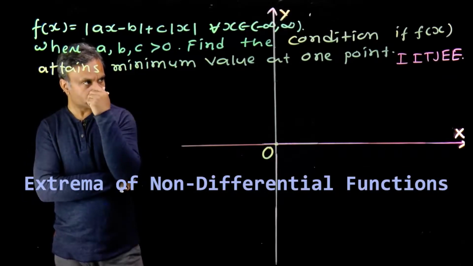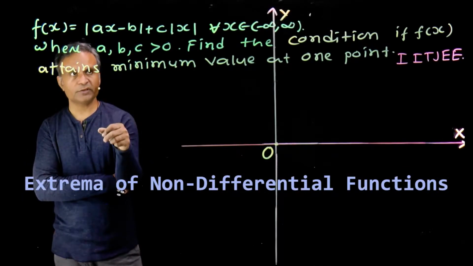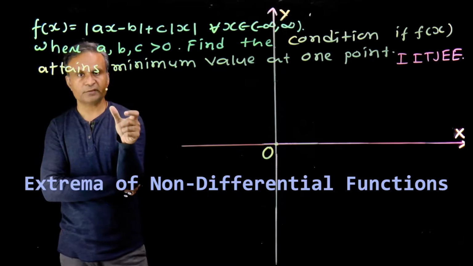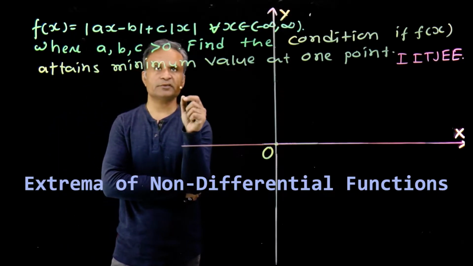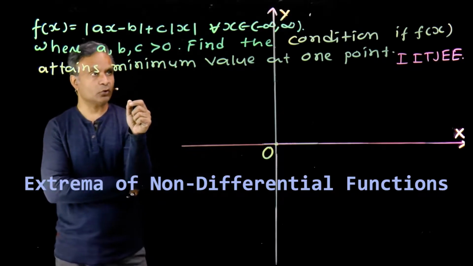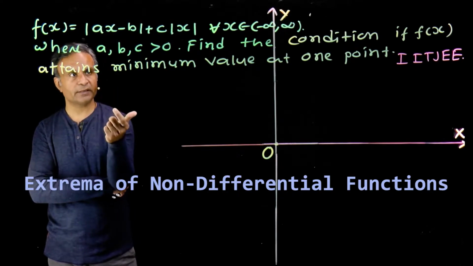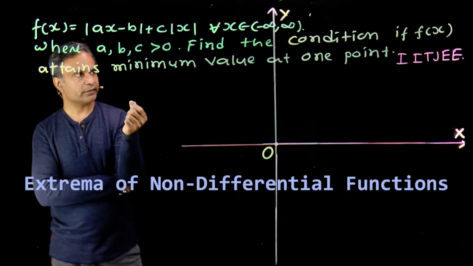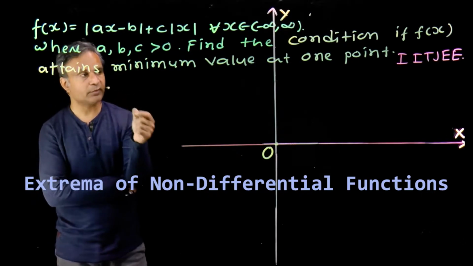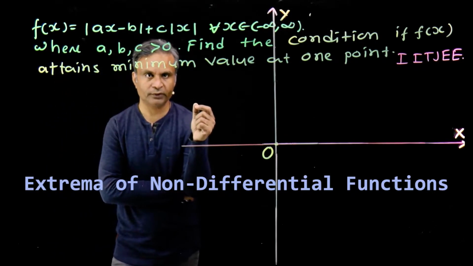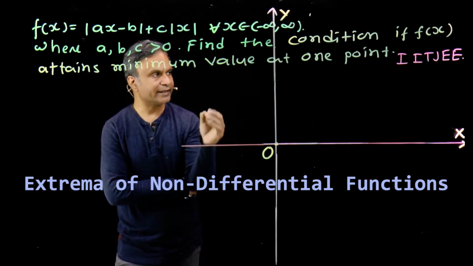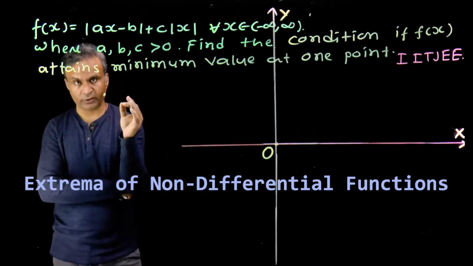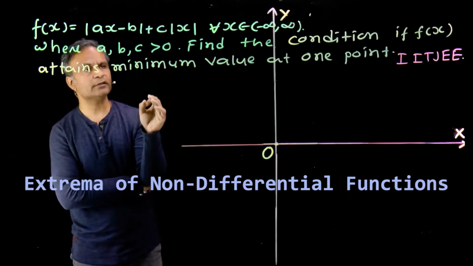Okay, now with this question from JEE exam. Question is, we have function f(x). f(x) is modulus of (ax minus b) plus c into modulus of x for all x belongs to R, where a, b and c are positive real numbers. Then we have to find the condition if function f(x) attains minimum value at one point. That means function f(x) has exactly 1 point of minimum. In that case, we have to find the condition.